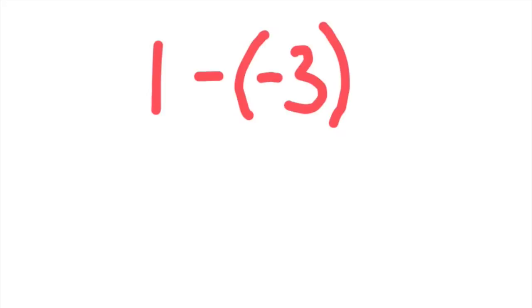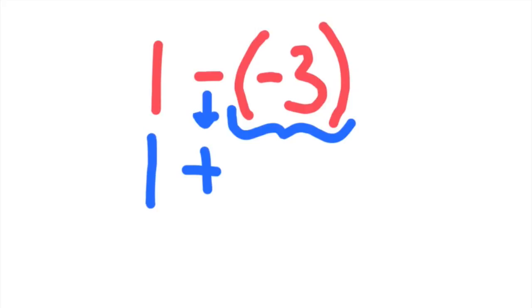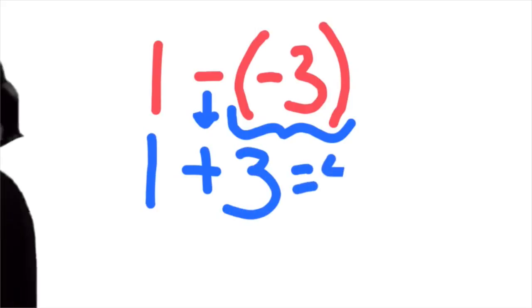Alright, so we got 1 minus negative 3. We can again change the subtraction to addition, since subtracting is the same as adding the opposite. The opposite of negative 3 is positive 3, and that equals 4.